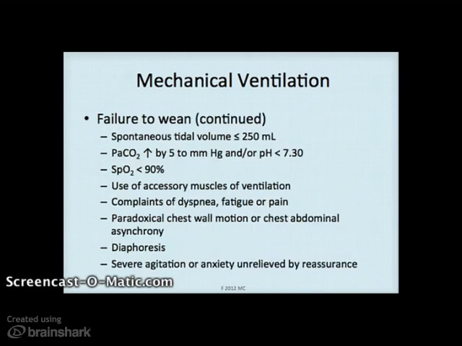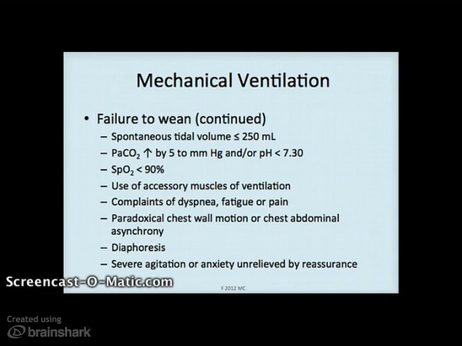If their tidal volume, which is the amount of air that's moving, is less than 250, that's not enough to aerate the lungs. If you see the PaCO2 go up by 5 millimeters of mercury, or you see the pH is less than 7.3, so that means they're getting really acidotic.